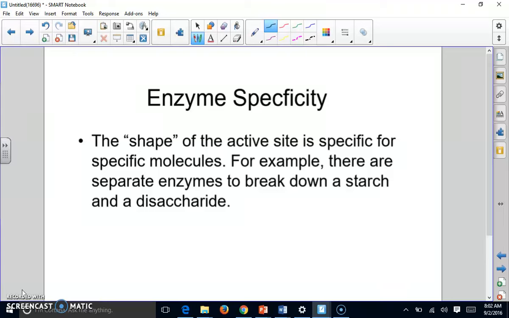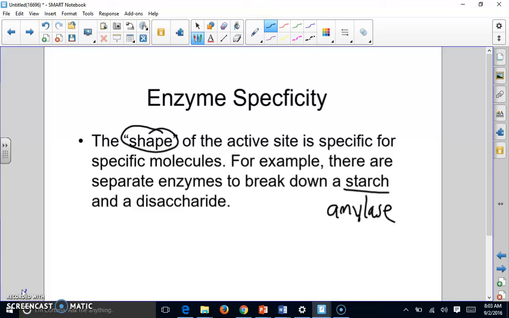Equally important is the idea that this shape, and we're going to talk about why this is in quotation marks in a second, of the active site is specific for specific molecules. So there's not one master enzyme on earth that can break down or build anything. Each reaction that occurs in your body has a specific enzyme that does the reaction. There are thousands and thousands of enzymes. For example, there's a specific enzyme that's used to break down starch, known as amylase.